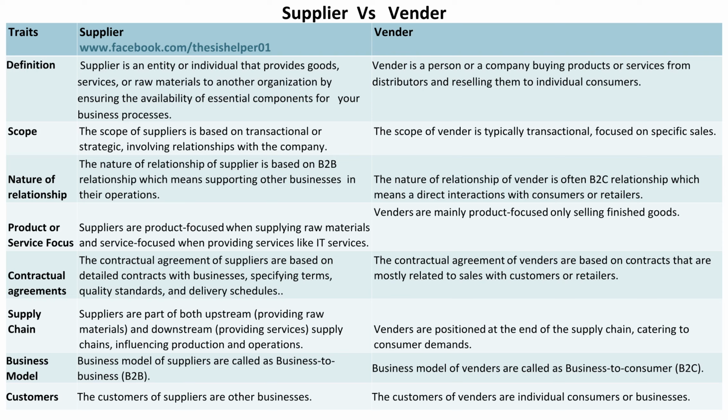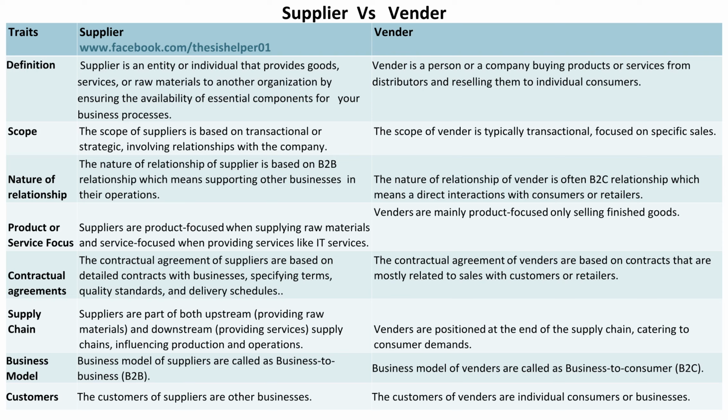The nature of relationship of a supplier is based on B2B relationship, which means supporting other businesses in their operations. Whereas, the nature of relationship of a vendor is often B2C relationship, which means direct interactions with consumers or retailers. Suppliers are product-focused when supplying raw materials and service-focused when providing services like IT services. Whereas, vendors are mainly product-focused, only selling finished goods.